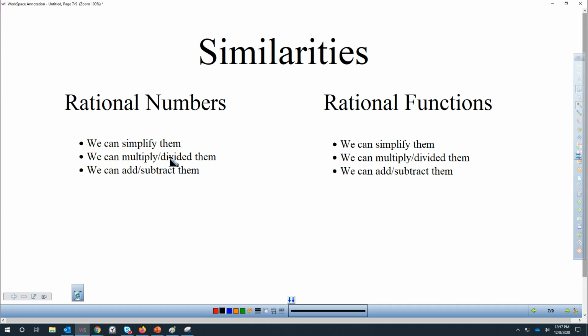So back in junior high and elementary school, when you were simplifying rational numbers, multiplying them, dividing them, adding them together and subtracting them, all those methods that we used back then are basically what we're going to use to do what we want to do with rational functions this year. And if you forgot, don't worry, we're going to help you remember how to do all that stuff. Not only will you learn how to do all this with rational functions, you also get to review how to do all this with rational numbers.